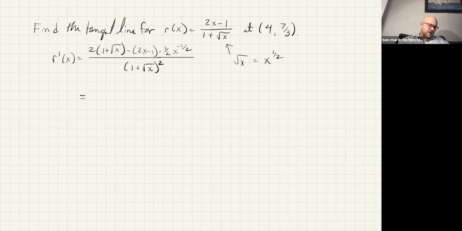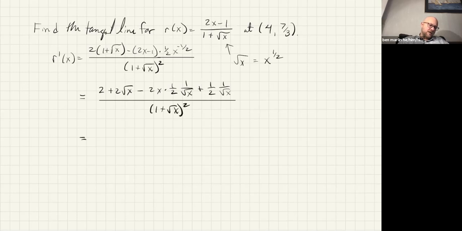Okay? All right, I'm going to simplify that top where I can, and I'll have a 2 plus 2 square roots of x minus, oh gosh, 2x times 1/2 x to the minus 1/2, which would be really 1 over the square root of x, and then plus 1/2 this 1 over the square root of x. So that looks pretty messy. I'm going to have a 1 plus the square root of x squared, and now I'm going to see what I can do here.